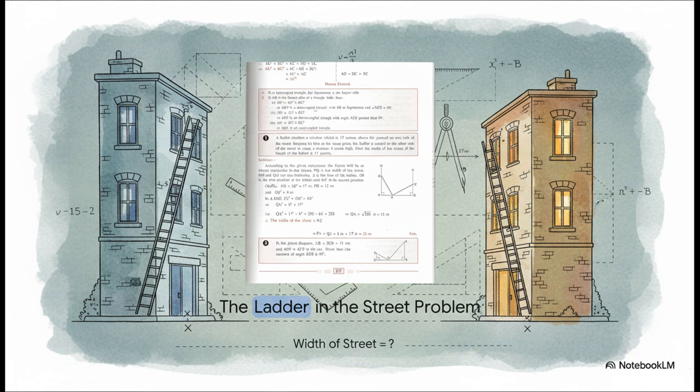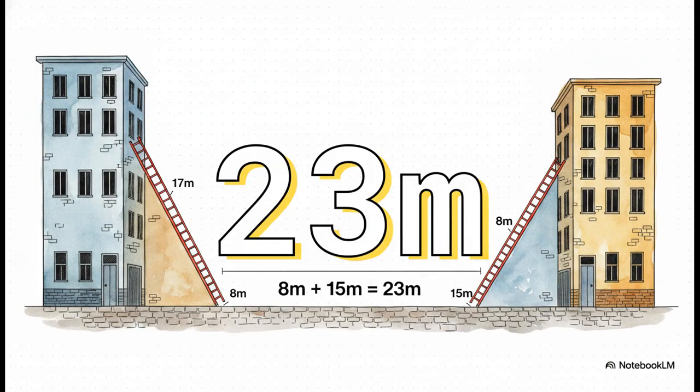Now, keeping the feet of the ladder firmly planted in the exact same spot on the pavement, you swing it over to lean against the building across the street, where it reaches a window 8 meters high. The big question is, what is the total width of the street? Well, because we know the length of the ladder, which acts as our hypotenuse, and we know the heights of the windows, we can just run our theorem in reverse to find those missing ground distances.